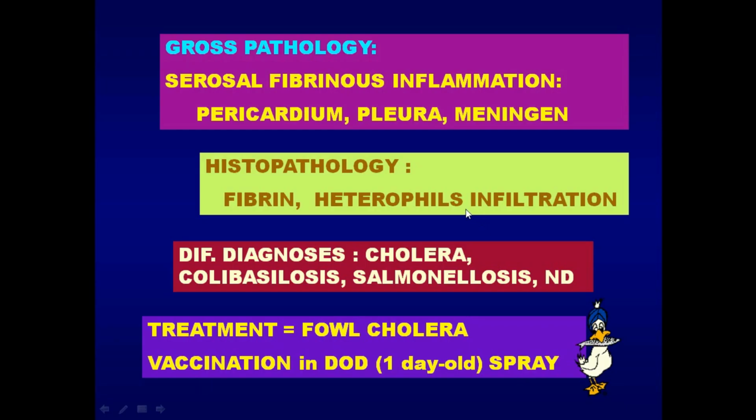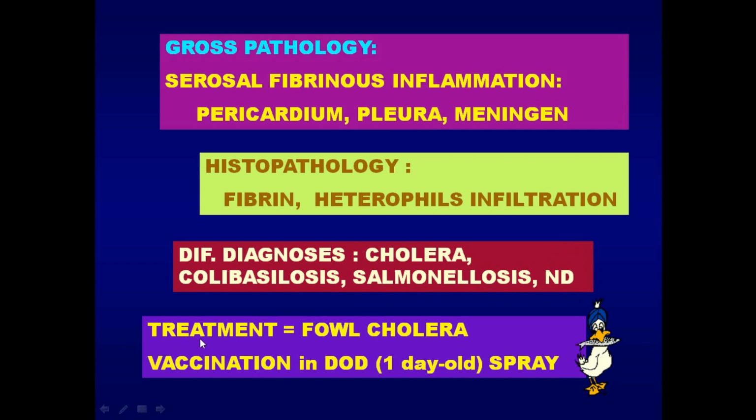And yeah, I just summarize the gross pathology as serosal fibrinous inflammations. It can be found mainly in the pericardium, lungs, in particular the pleura, meninges, and also liver. And histopathologically, there will be fibrin and inflammatory cell infiltrations. This case of anatipestifer infection can be mistaken. It means it also has differential diagnoses. It can be mistaken for cholera cases, maybe colibacillosis cases, salmonellosis, and also Newcastle disease.